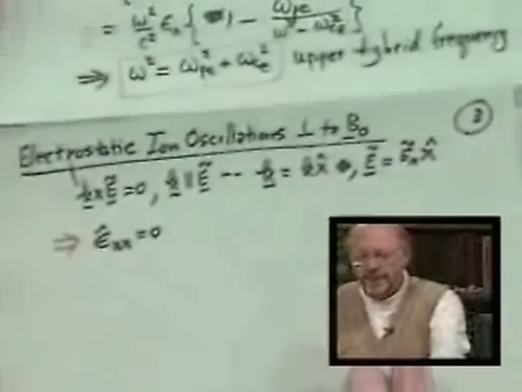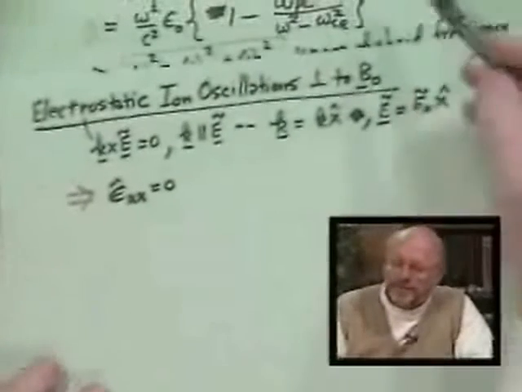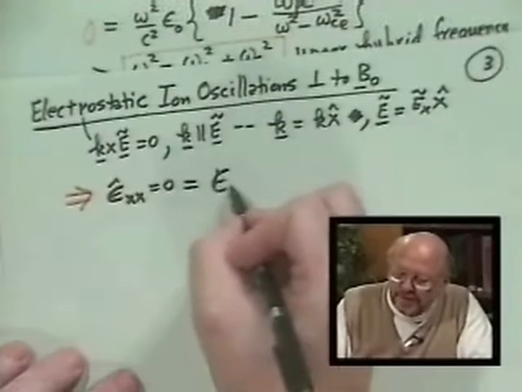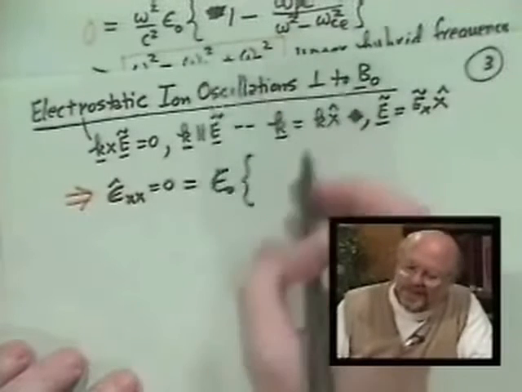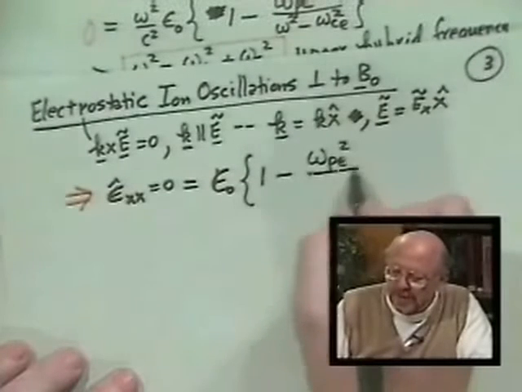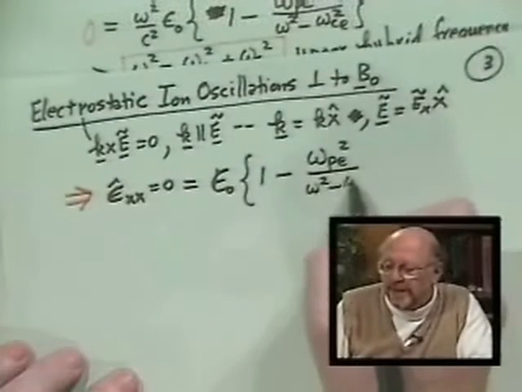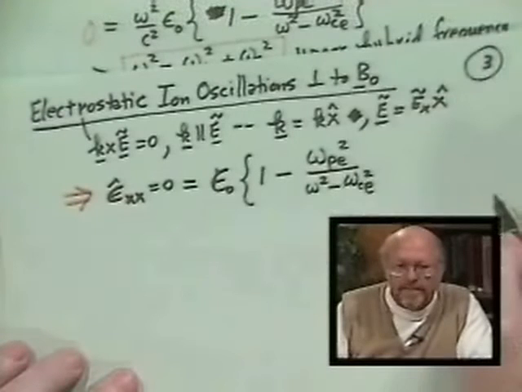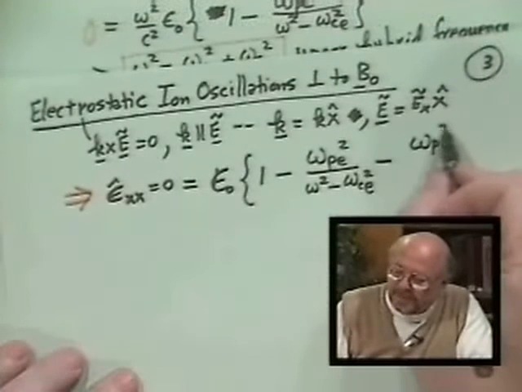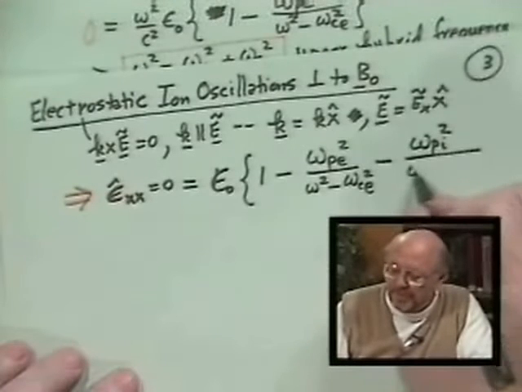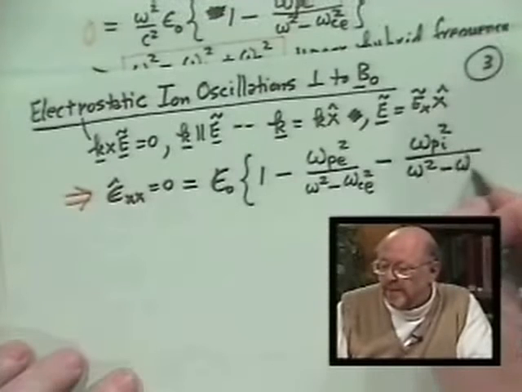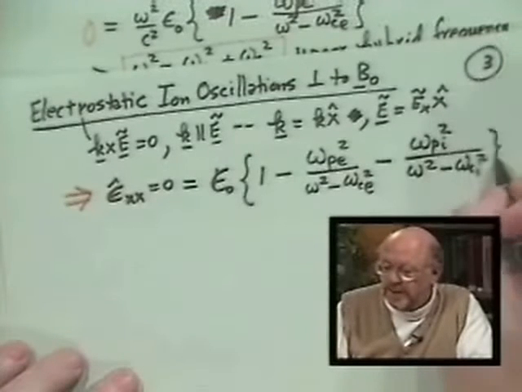And previously, we specialized to only electrons. So now what we want to do is specialize to putting in also ions. So it becomes 1 minus omega_pe squared over frequency squared minus electron cyclotron frequency squared. And then add also the effect due to the plasma response due to the ions, omega_pi squared over frequency squared minus ion cyclotron frequency squared.